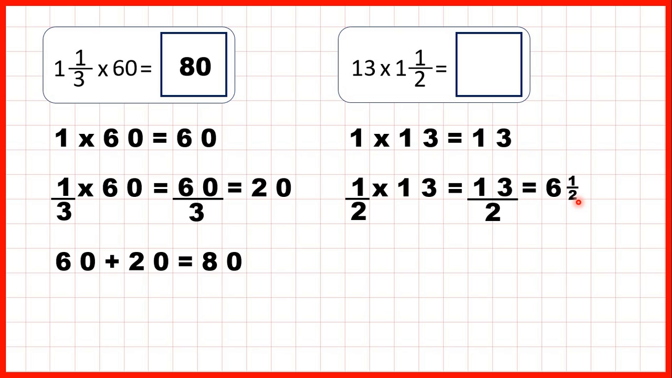The denominator stays the same, so now we just add up our answers and work out 13 plus 6.5. The half stays the same, 3 plus 6 is 9, 1 plus nothing is 1, so our answer is 19.5.